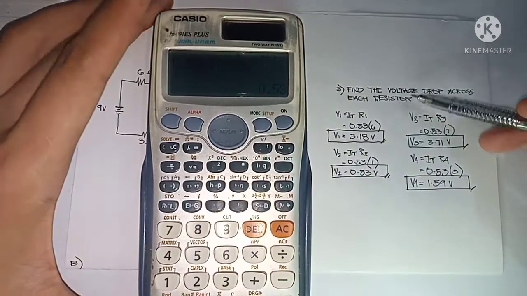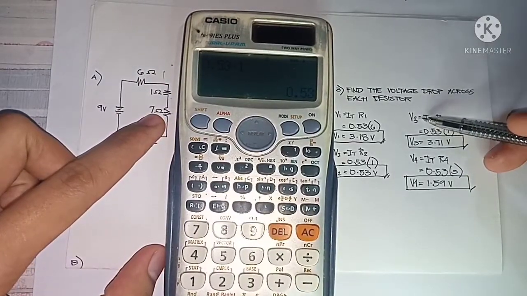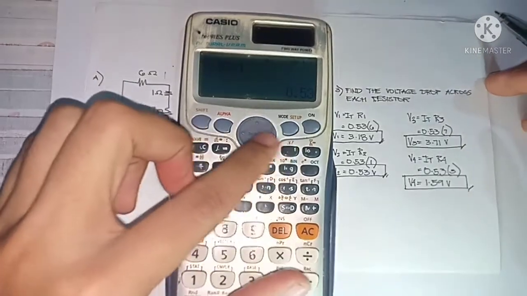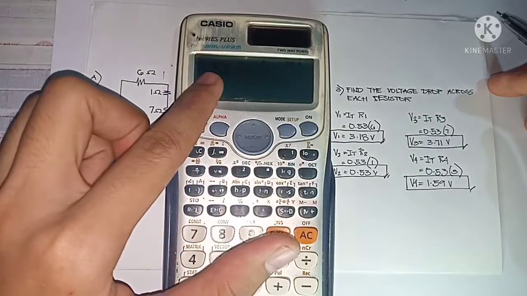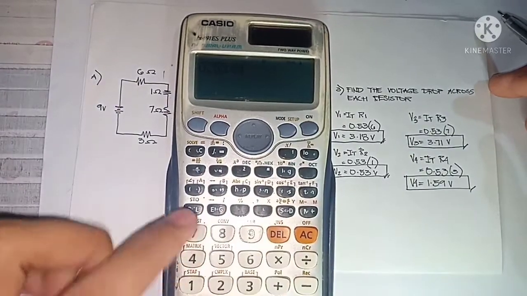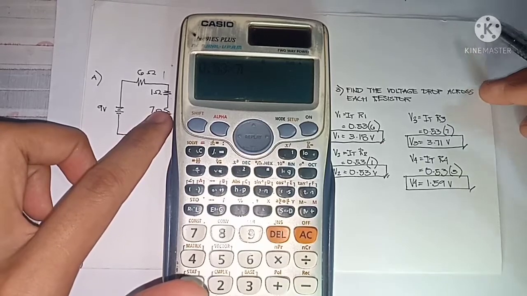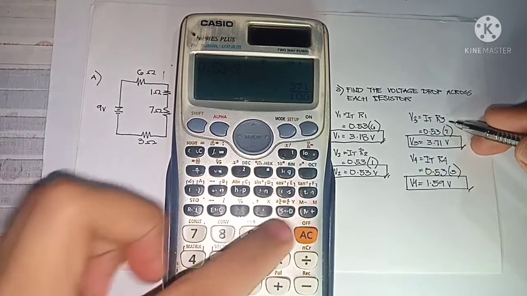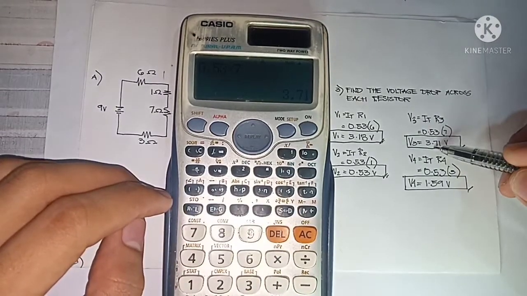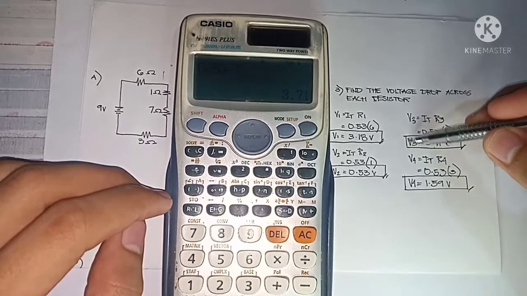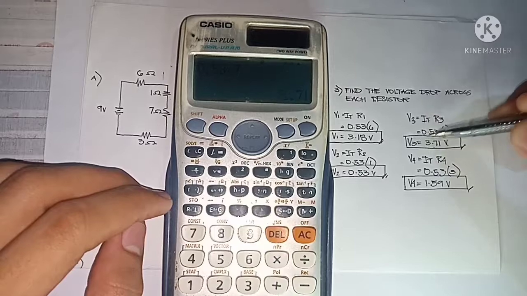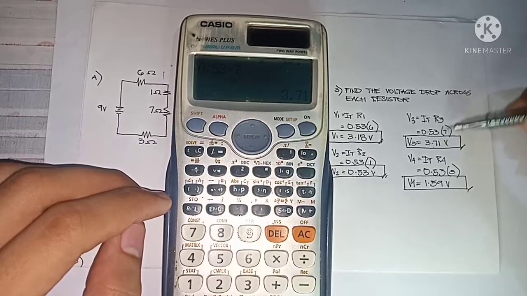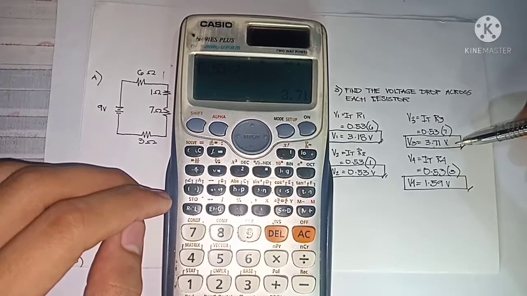So voltage 3 is equal to current total times the resistor 3. So 0.53 times 7, the 7 ohms, the value of resistor 3. So it is equal to 3.71 volts. So in voltage 3, the voltage drop across resistor 3 is equal to 3.71 volts.